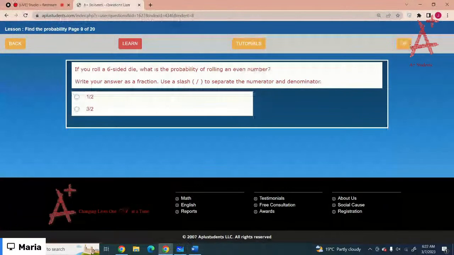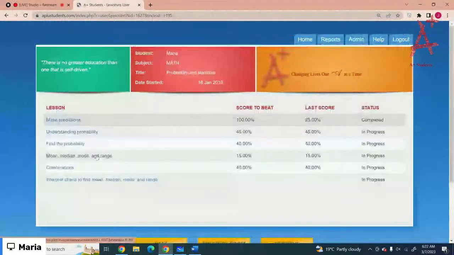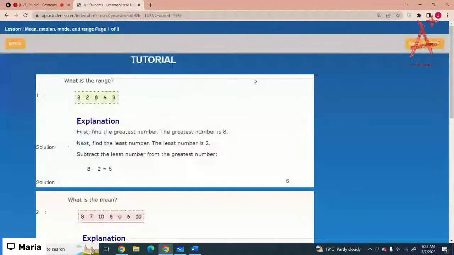Okay, you can complete the test by yourself later today. Let me just move on to the next lesson. The next lesson is mean, median, mode, and range. So let's just start with the next lesson.